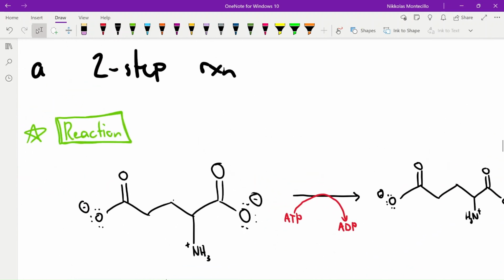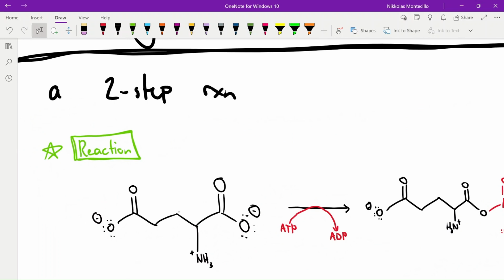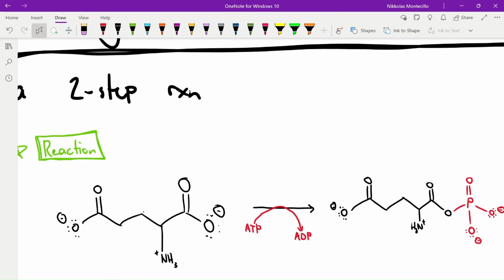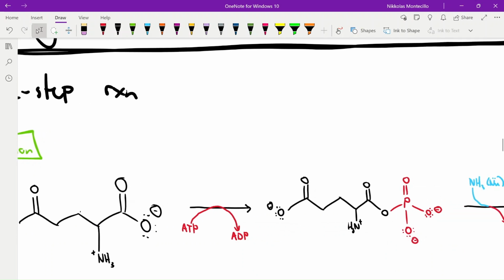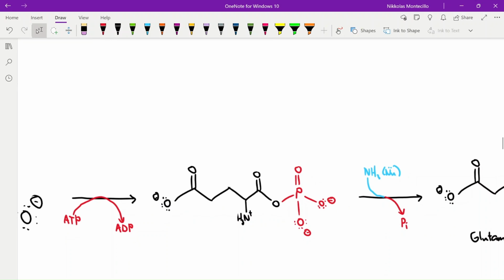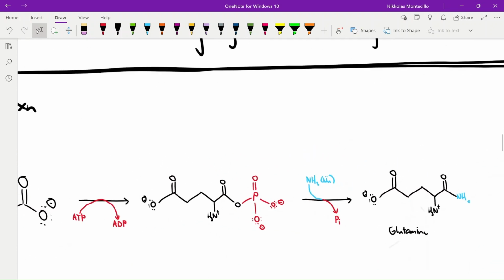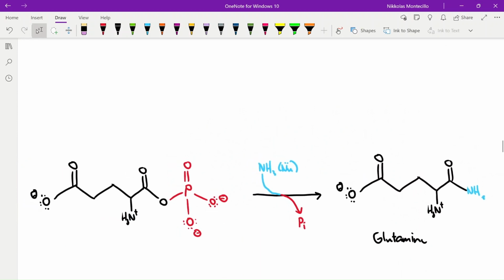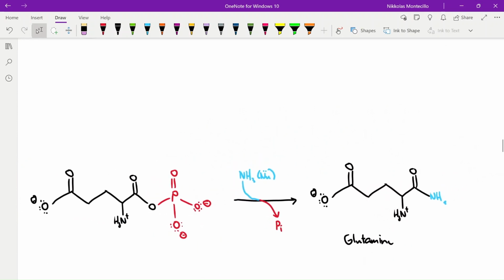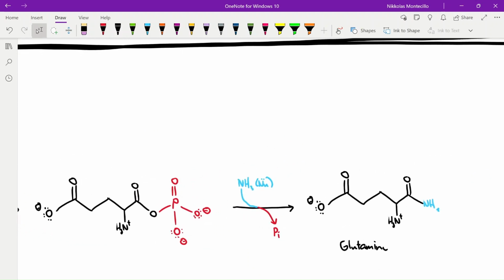But essentially what happens with glutamate is that glutamate is phosphorylated by ATP, where the ATP undergoes ATP hydrolysis, which forms a glutamate that is phosphorylated. Once that happens, a nucleophile will nucleophilically attack the phosphated glutamate, right?